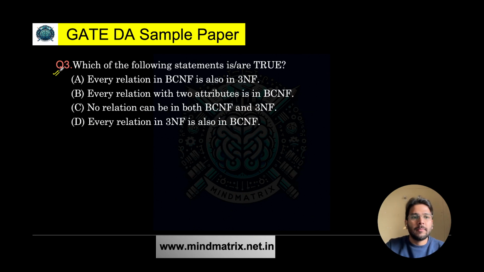Question number 3. Which of the following statements is or are true? So this is an MSQ question. Option A is every relation in BCNF is also in 3NF. So this question is based on normalization.